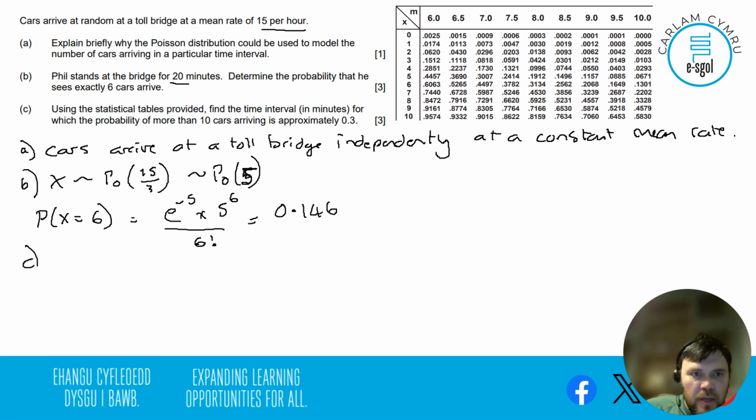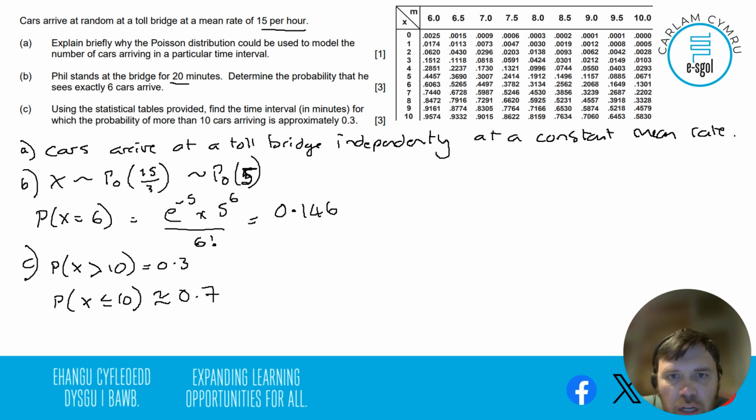And then part C, where we need the tables for. Using the statistical tables provided, find the time interval in minutes for which the probability of more than 10 cars arriving is approximately 0.3. So the probability of X being greater than 10 is approximately 0.3, which would mean that the probability of X being less than or equal to 10 is approximately equal to 0.7. So we would look at 10 on our tables here, and we would find as close as possible to 0.7, because obviously that is going to be 1 minus 0.3.